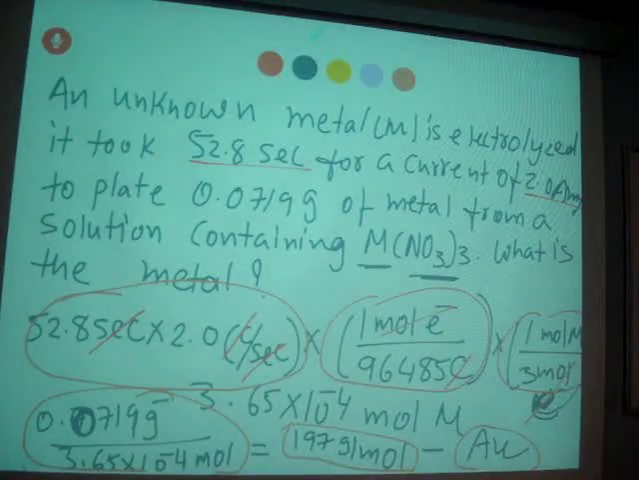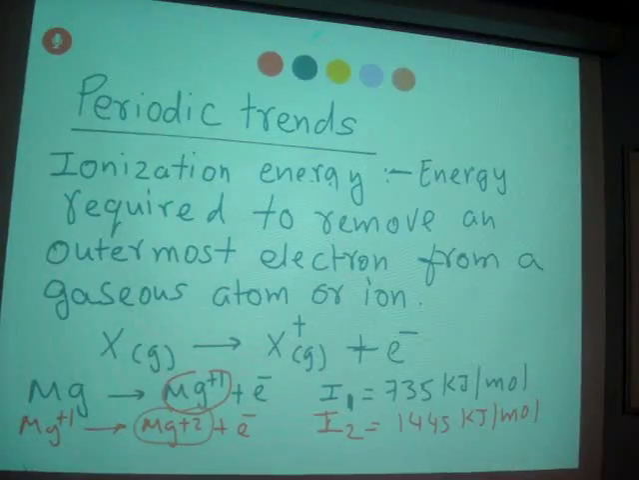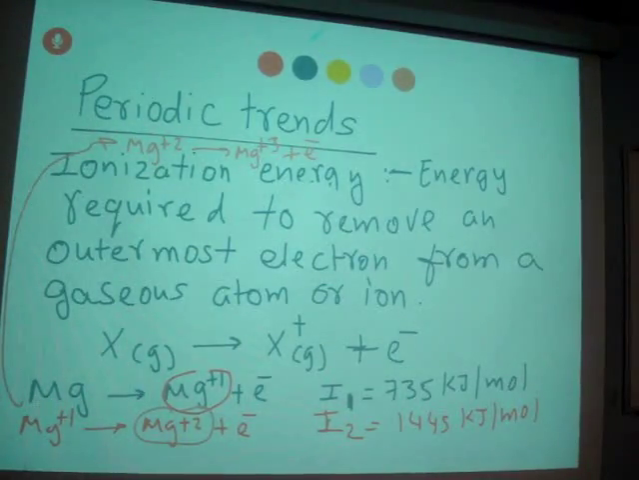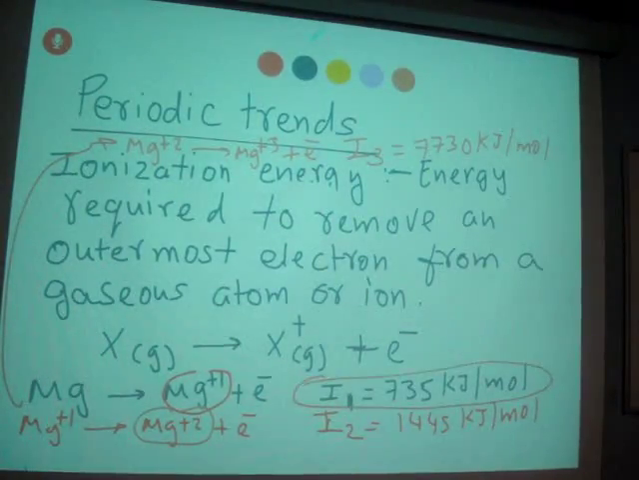Now let's say we are removing another electron from Mg plus 2, giving Mg plus 3. That ionization energy is called the third ionization energy, and it is 7730 kilojoules per mole. So what that means is, when you have the first ionization energy, you require less energy. When you have the second and third, you need more energy to remove electrons.